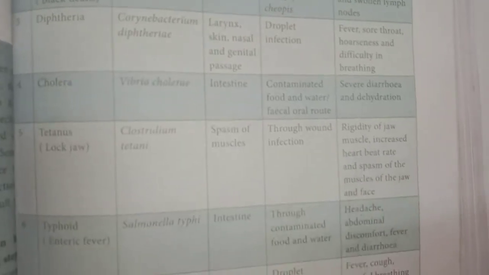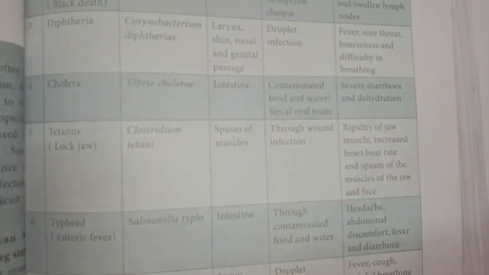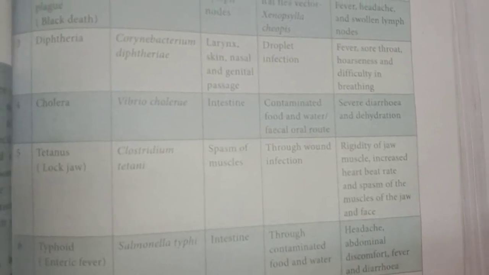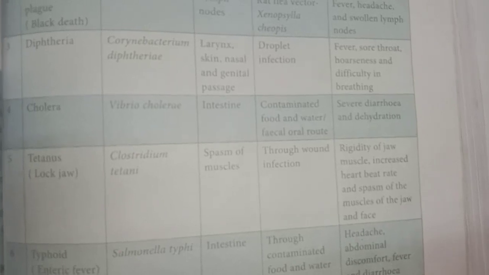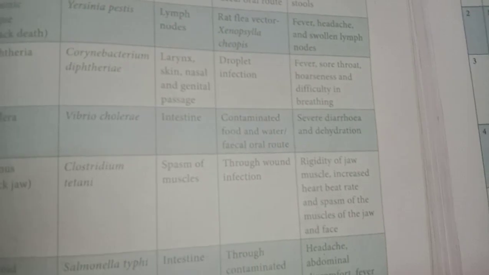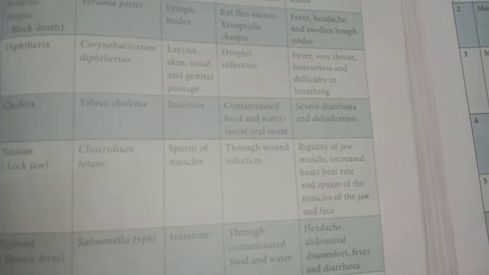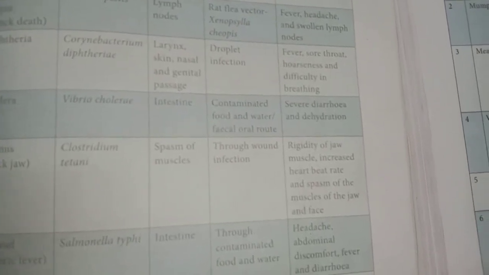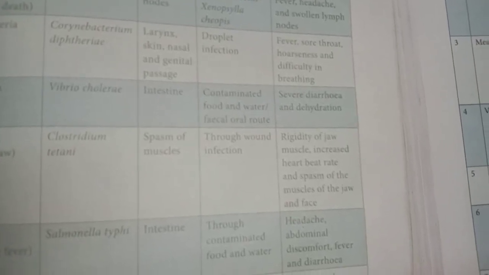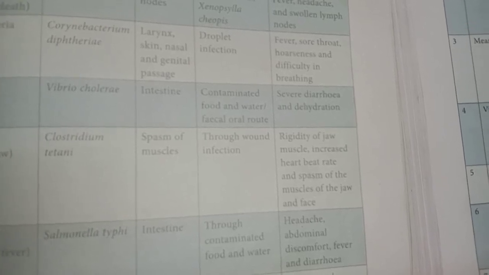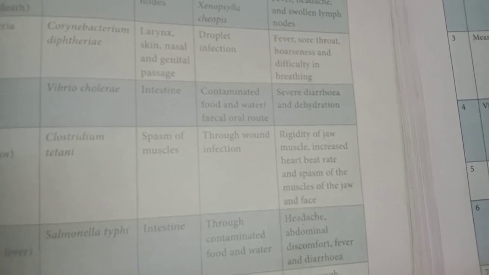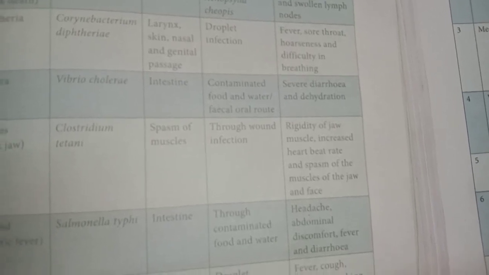Then the fifth disease is tetanus. Clostridium tetani. Then spasm of muscles. Here spasm means in Tamil we can say pidippu, thasai pidippu. It spreads through wound infection. Then symptoms: rigidity of jaw muscles, rigidity meaning tightness, so our jaw muscles are tight. Then increased heartbeat rate and spasm of muscles of the jaw and face.